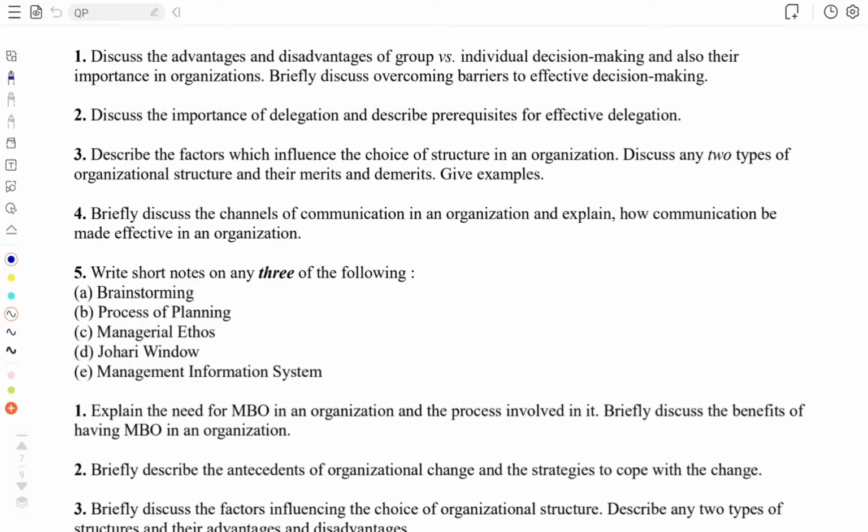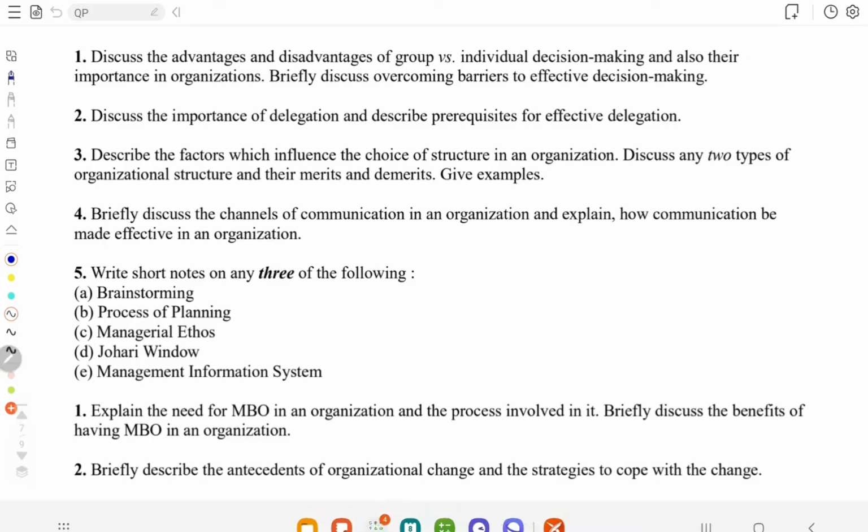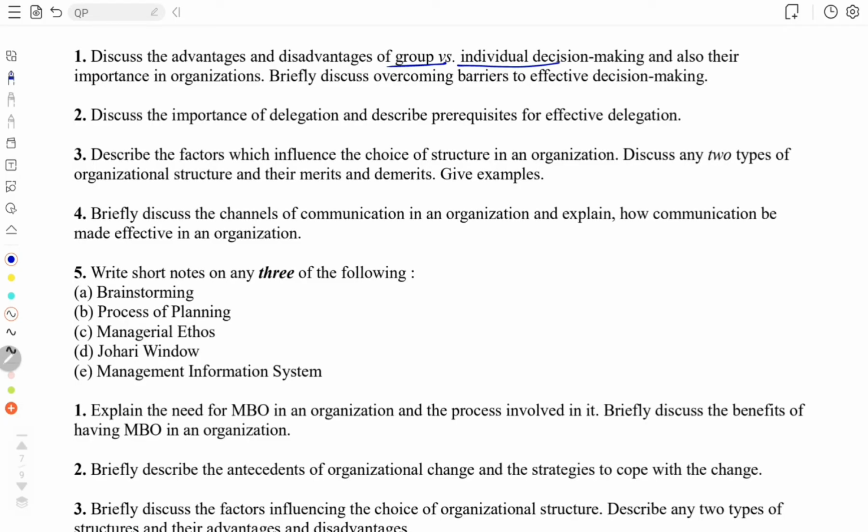So the first question we are going to discuss in this video is about the advantages and disadvantages of group and individual decision making. The question is also asking for their importance in organizations and how we can overcome barriers to effective decision making. What is decision making, what are the barriers to effective decision making, and why is decision making important for an organization, we had already discussed in the last video in another question. So in this video, I will touch upon only the difference between group and individual decision making.